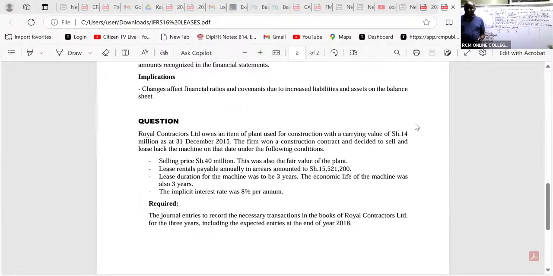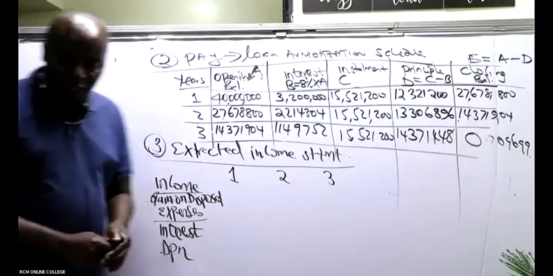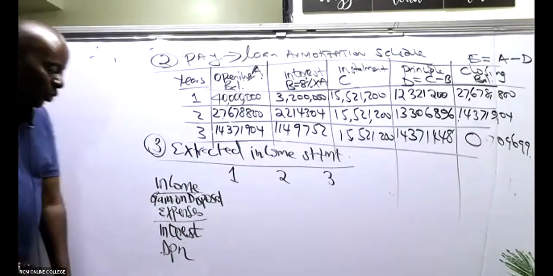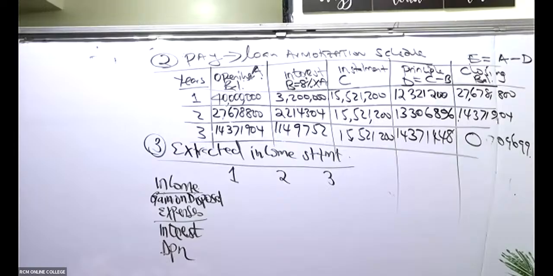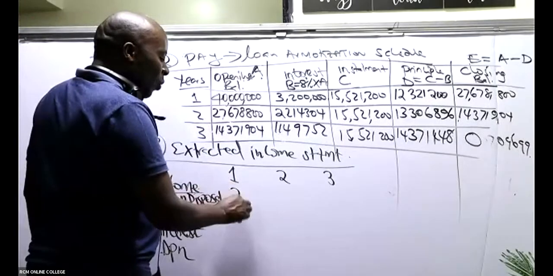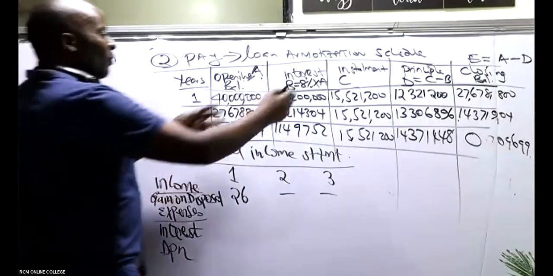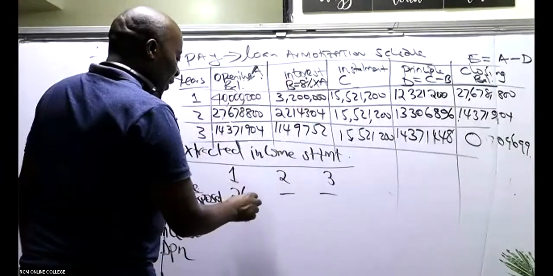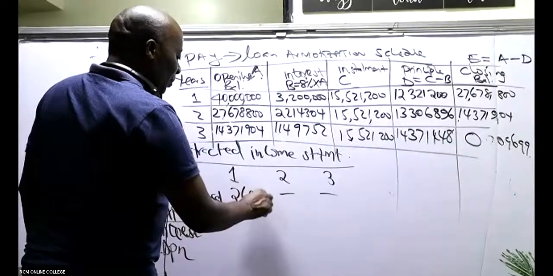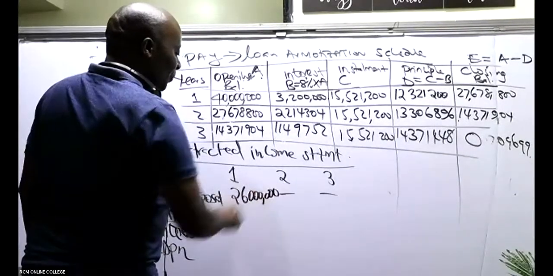So then 40 minus 14, that will give us how much? Somebody please give me that figure. 40 minus 14, that will give me a disposal income of how much? 26. Remember, that will be booked in year one. Nowhere else. So in the first year, this then has to be 26 million.